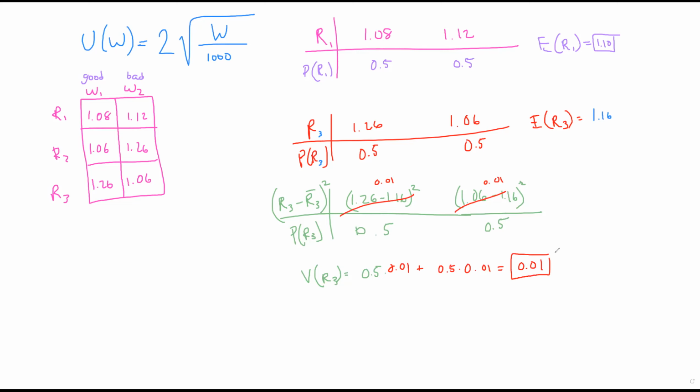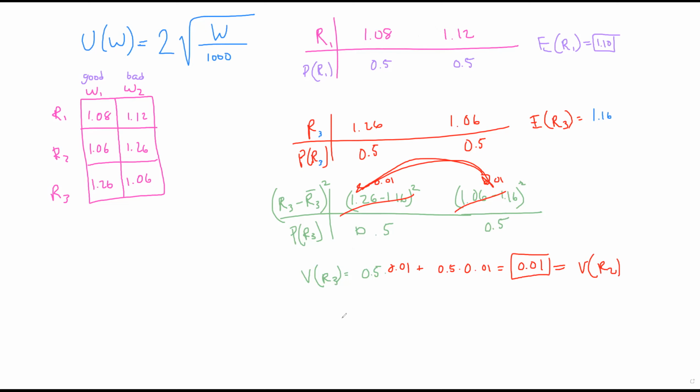Now I hesitate to even bother doing it for R2, because R2 was the same thing but with this value swapped with this value. So the calculation is going to be the same, and the variance of R2 will be the same as well. I'm not even going to bother drawing the table for it because the table is exactly the same. Let's do the variance of R1, however.